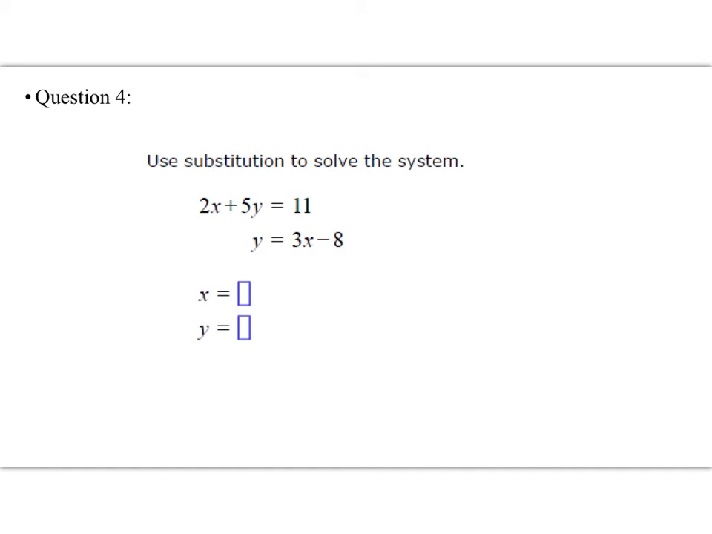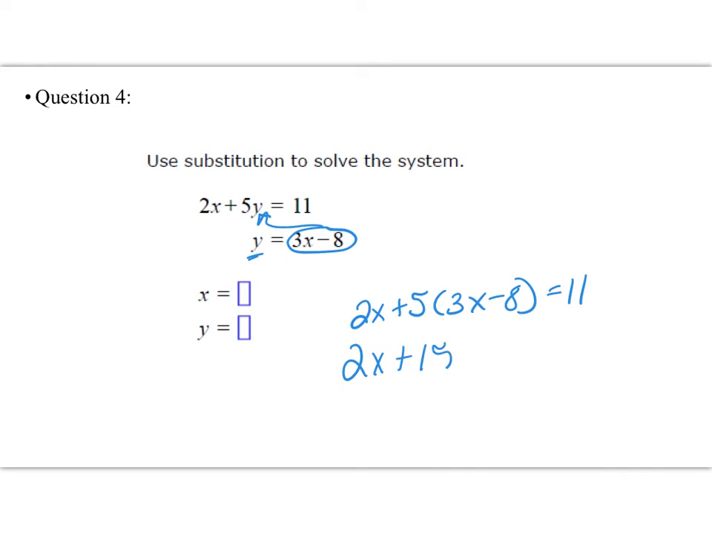Okay, let's do substitution now. So since this is a y equals, you're going to take this 3x minus 8 and you're going to place it in there. So it's 2x plus 5 times 3x minus 8 equals 11. So it's 2x plus 15x minus 40 equals 11. Combine your x terms. That's 17x minus 40 equals 11.